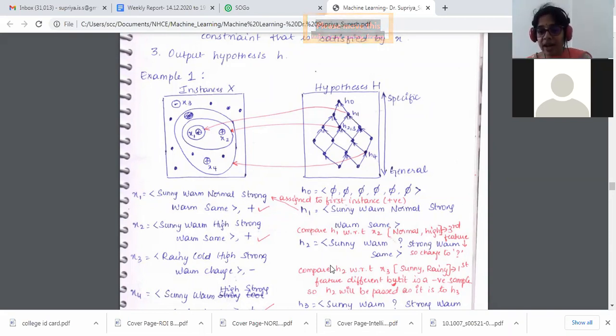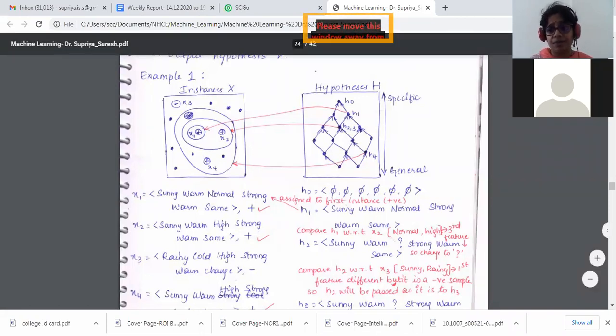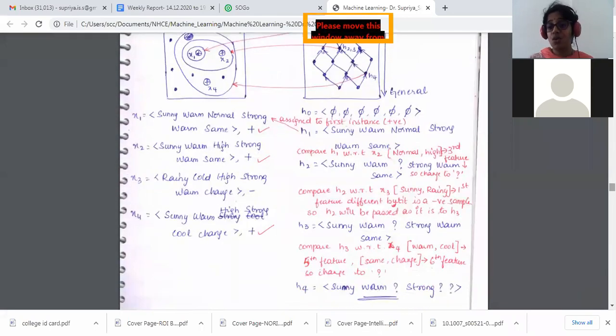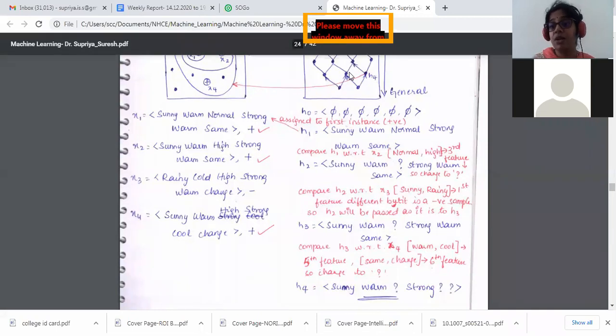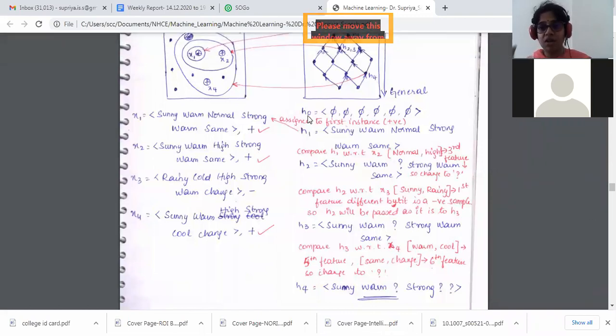As I go ahead generalizing, I'm moving from the specific part to the generic part. How do I actually move from specific to generic? Let's see this example and correlate it with the diagram. H0, as I already stated, is initialized to all 5, the most specific hypothesis. I'm assigning H1 with respect to X1, the first instance, which is a positive instance, because I'm only going to deal with the positive instances here. H1 takes the values sunny, warm, normal, strong, warm, and same.